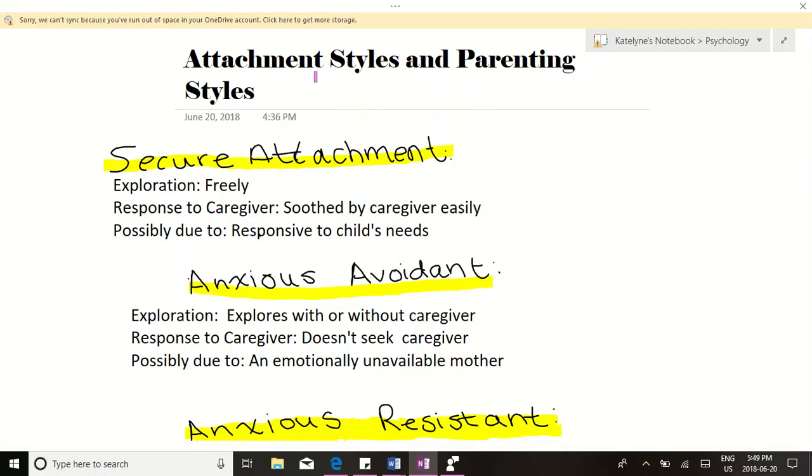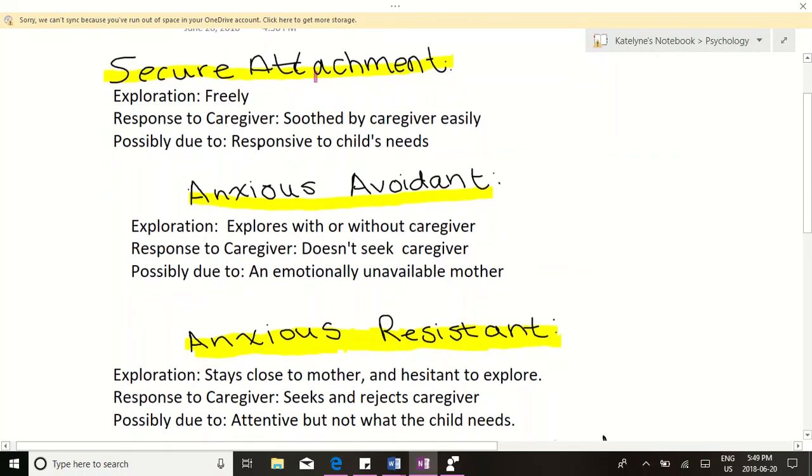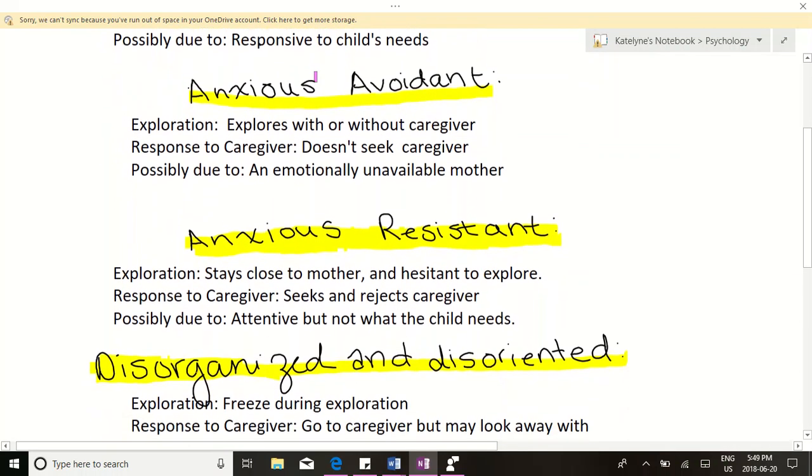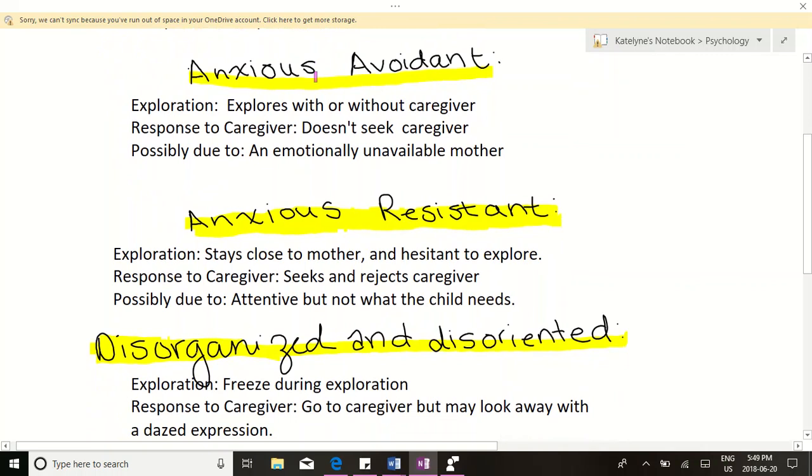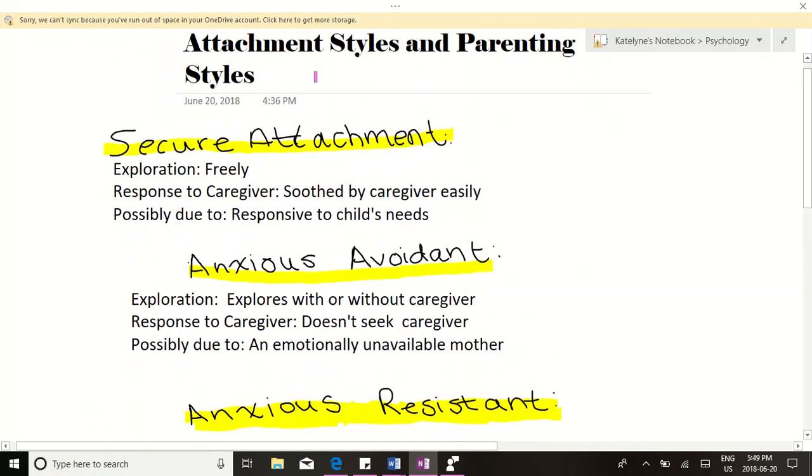Today's topic we're going to be touching upon is attachment styles and parenting styles. What is an attachment style? It is an emotional bond between the child and the caregiver that aids in the child's long-term outcomes. There are 4 types of attachments. 1 is secure attachment, 2, anxious avoidant, 3, anxious resistant, and 4, disorganized and disoriented attachment.